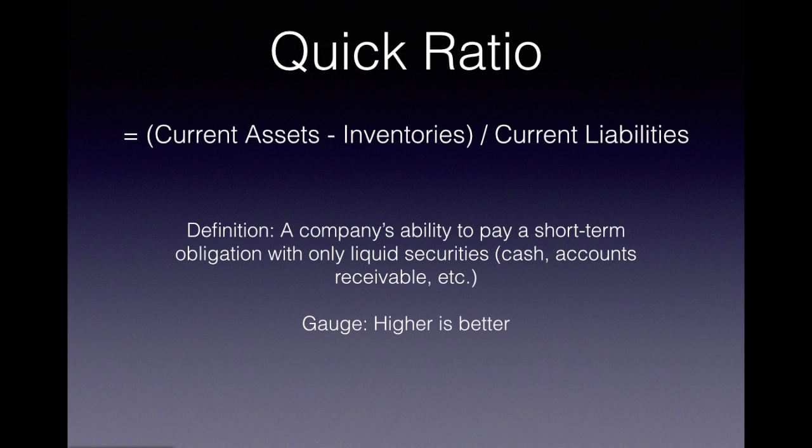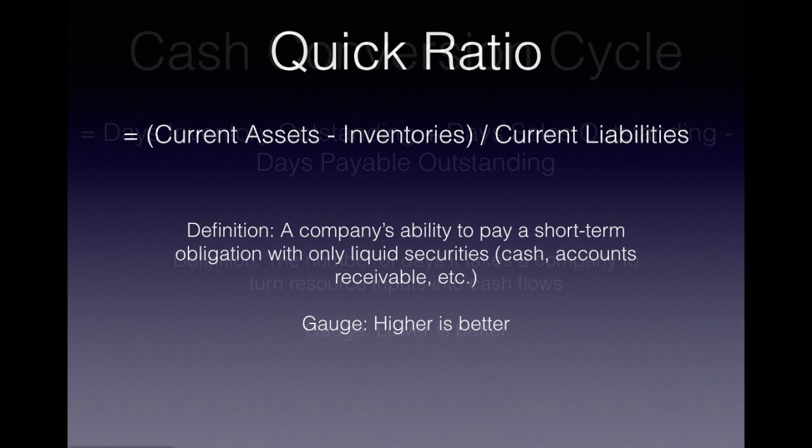The quick ratio is similar to the current ratio in terms of what it measures. However, the quick ratio focuses on assets that can be turned into solid cash quickly, like any type of investment that the company might have, cash, or cash equivalents. That's why we just take the unsold inventories out of the equation, because they can't be turned into cash very quickly. Again, we want the quick ratio to be high.